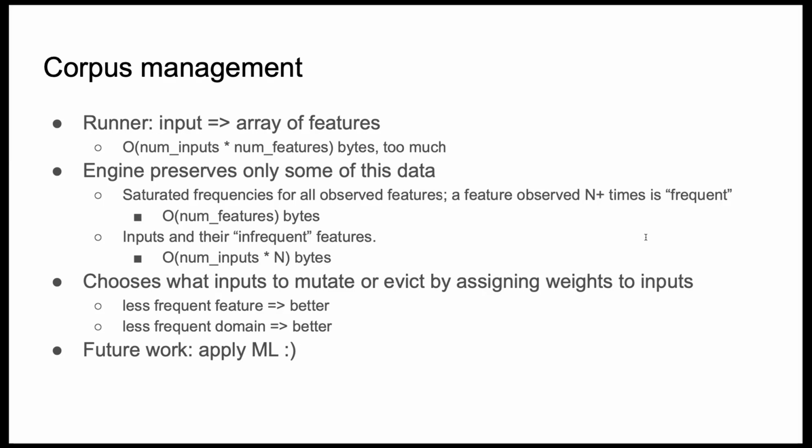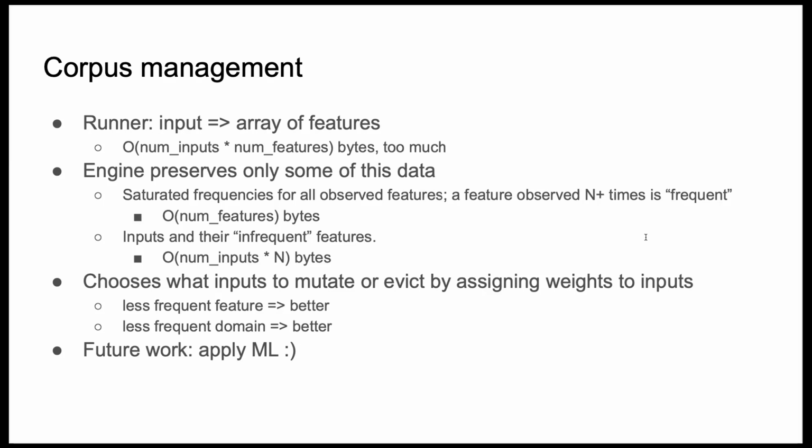And so when we store an input inside the corpus, we only store the infrequent features. And so the storage and memory requirements here are linear by the number of inputs, but they do not depend on the number of features. That is a fixed constant, which is currently 100. And so the engine inside the memory and on disk as well has this information.